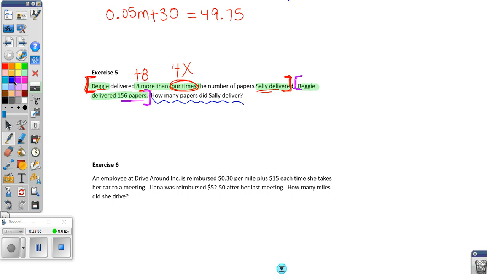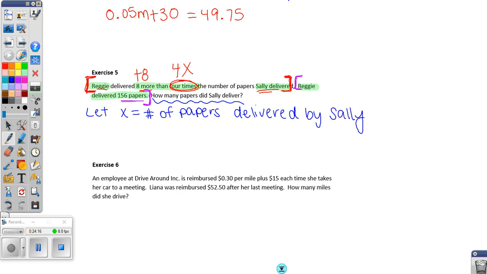Now that we've talked about the wording, let's define our variable. Let x equal the number of papers delivered by Sally. Now we want to look at the total. I'm going to color code this because this equation is split up between two different descriptions. We know that Reggie delivered 156 papers total, so my equation is equal to 156.